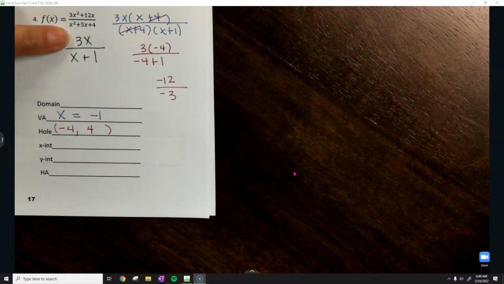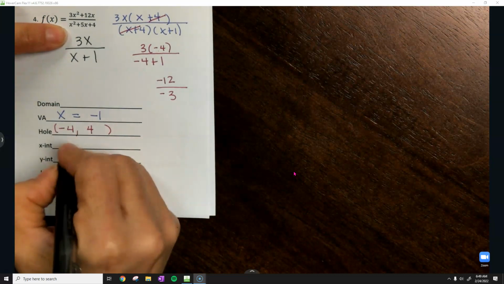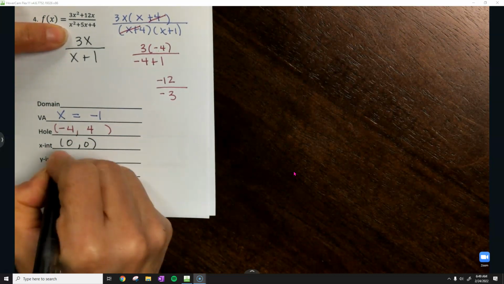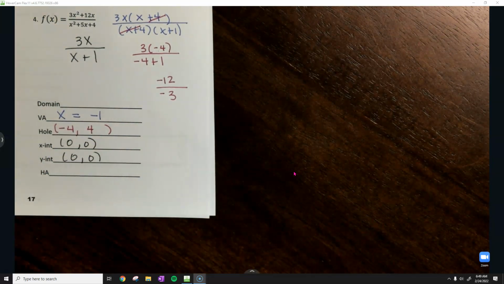Next is to find the zeros. Remember, the zeros are from the top. We have a single x here, so I know it goes to the origin, which means it also counts as the y-intercept at the same time.